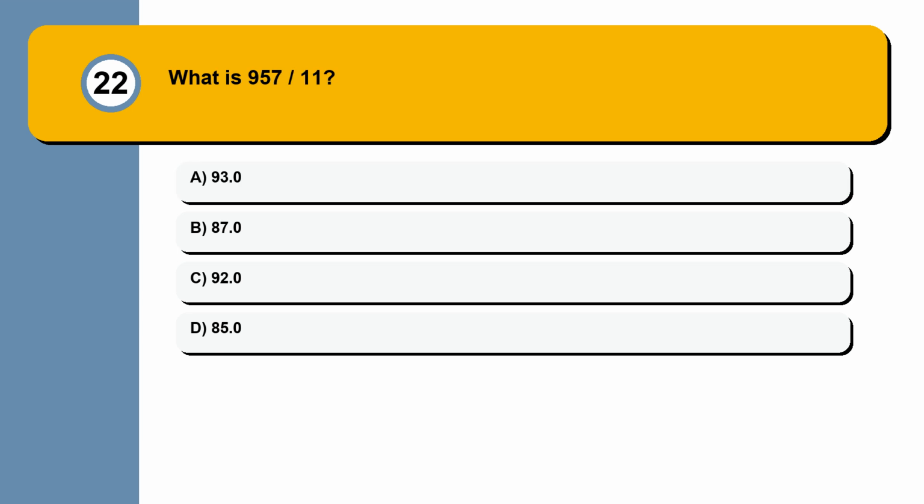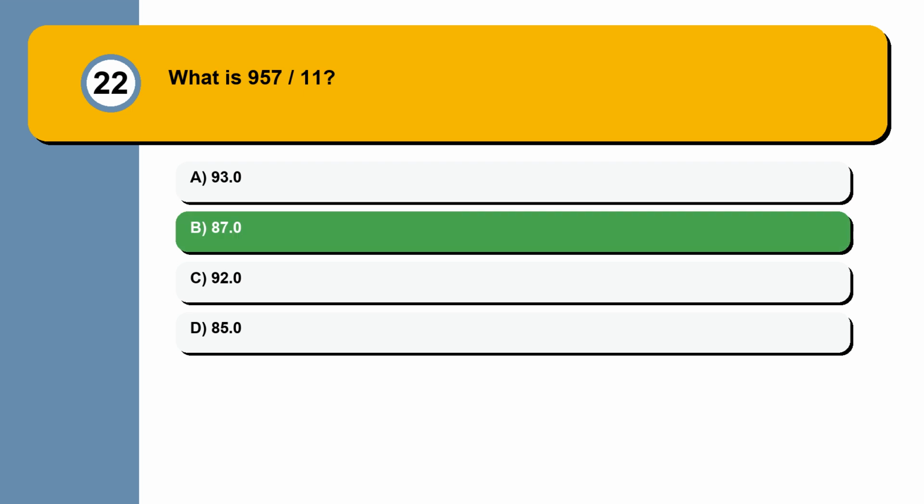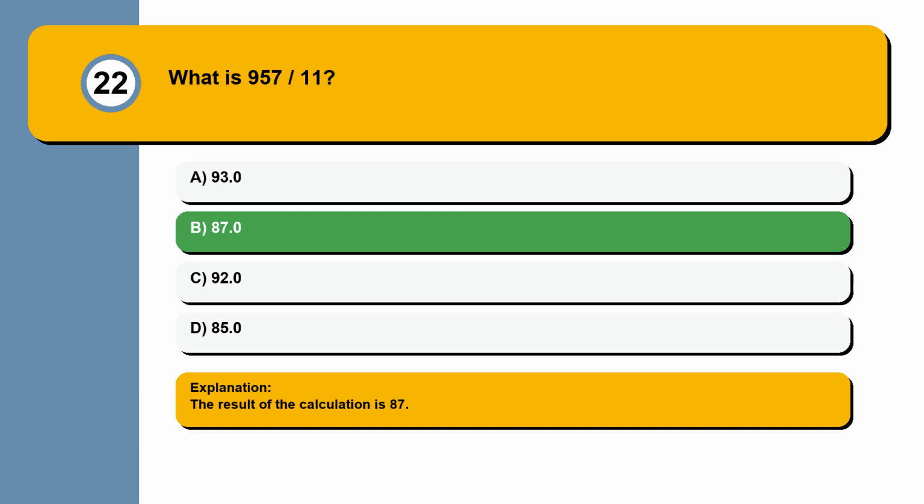Question 22. What is 957/11? 93, 87, 92, 85. The result of the calculation is 87.